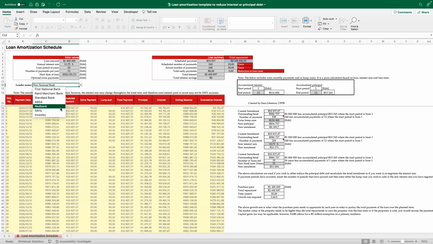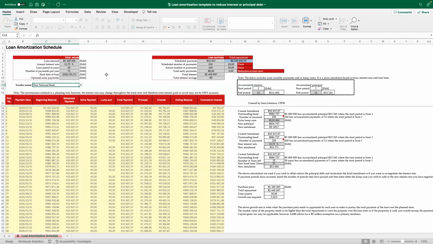These are the most common ones: Rand Merchant, First National, ABSA, Nedbank, SA Home Loans, Investec. There might be other banks as well, such as Mercantile, but in most cases, these are the ones that you would get finance from. But this is important. It's just to drop down here.